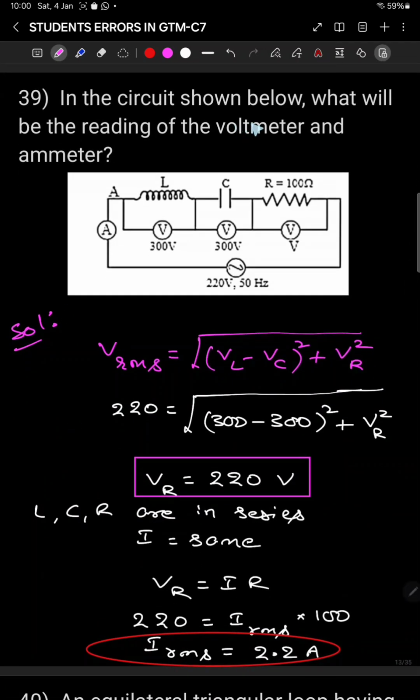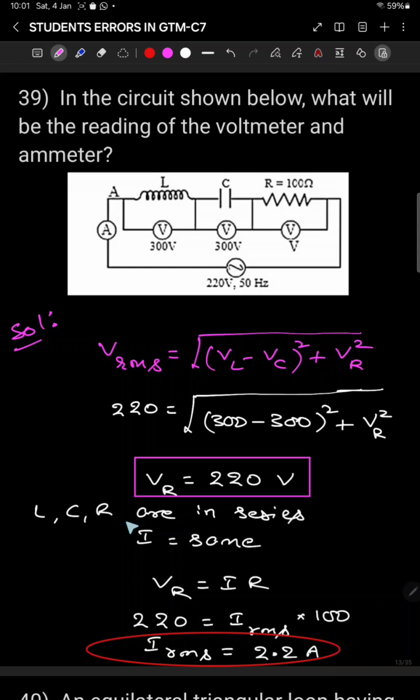This question belongs to LCR series AC circuit. Here an inductor is there, a capacitor is there, a resistor is there. Voltage across the inductor is given as 300 volts. Voltage across the capacitor is given as 300. Voltage across the resistor we are asked to find. Total RMS voltage of the AC is given as 220 volts. The V RMS formula is root of (VL minus VC) whole square plus VR square. VL value 300, VC value 300, VR we can find.